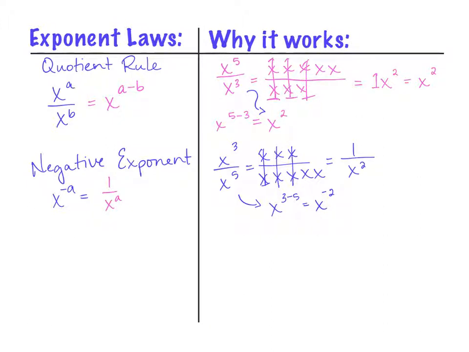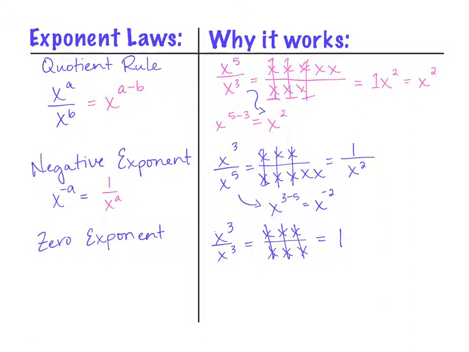All right, the next one is the 0 exponent. And the reason for this is very similar along the lines of the quotient rule. So let's say I have x to the 3rd over x to the 3rd. So if I look at that expanded, I've got x times x times x over x times x times x. That divides out to 1, divides out to 1, divides out to 1. All I'm left with is 1. I have no x's left.